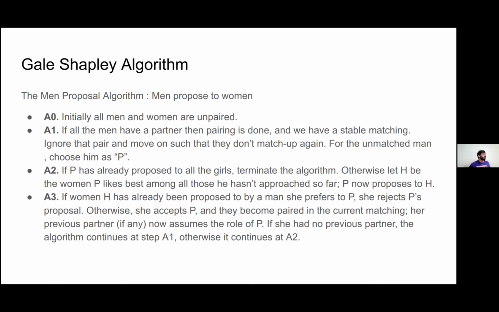Otherwise, let H be the woman that P likes the best among those he hasn't approached so far. So now P goes on to propose to H. If the woman H has already been proposed to by a man she prefers to P, she rejects P's proposal because she has a better preference there. Otherwise, she accepts P, and they become paired in the current matching. And whoever she was previously partnered with now assumes the role of P. If she had no previous partner, then she takes up the proposal of P and they become matched, and the algorithm continues at step A1. Otherwise, it continues at A2.